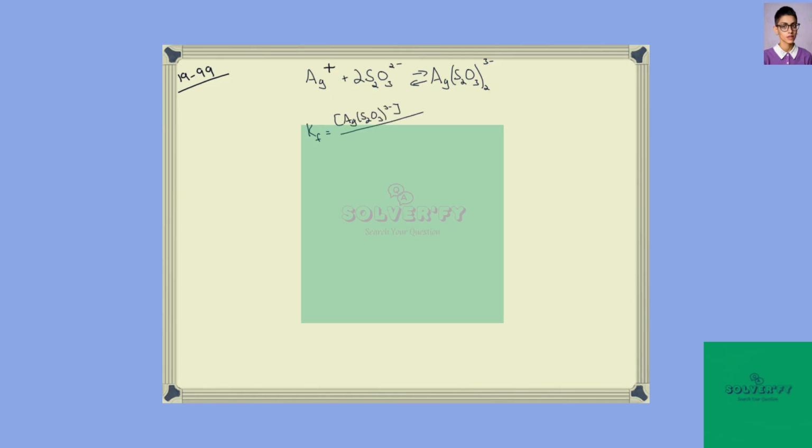The Kf expression for this equilibrium would be as shown here: the product concentration of the complex ion divided by the reactant concentrations, each raised to their coefficient, and that is equal to 4.7 times 10 to the 13, as given in the problem.